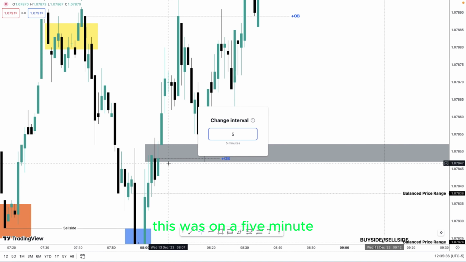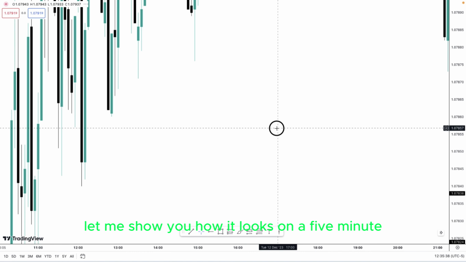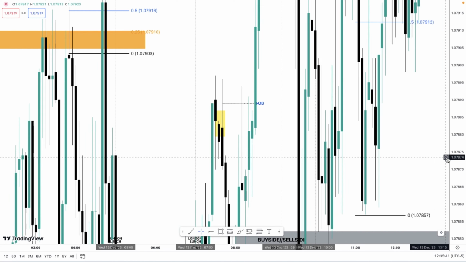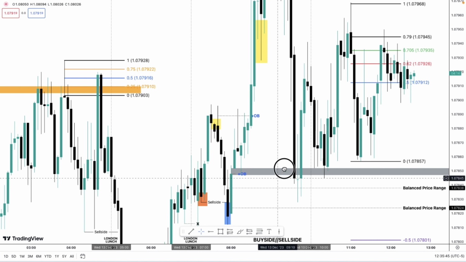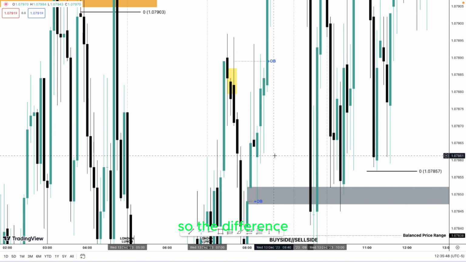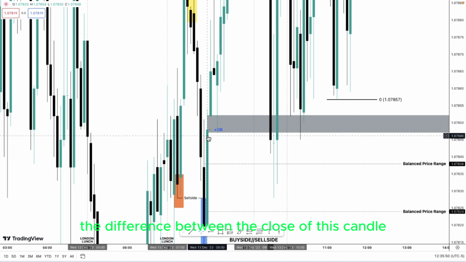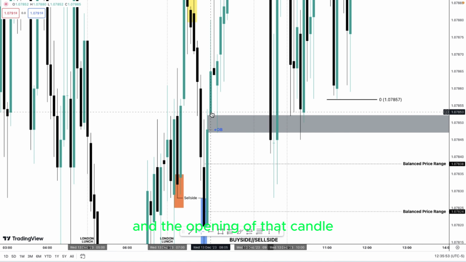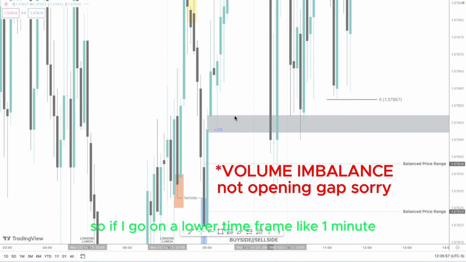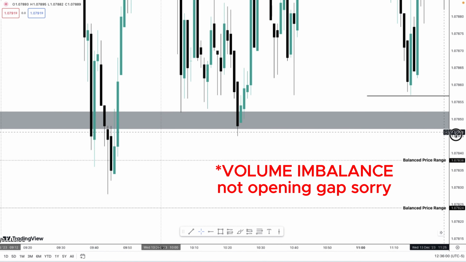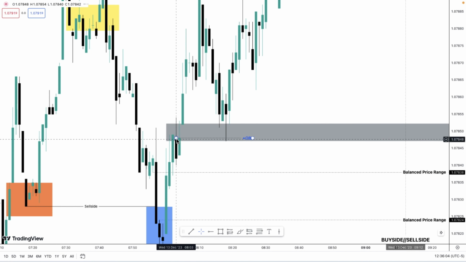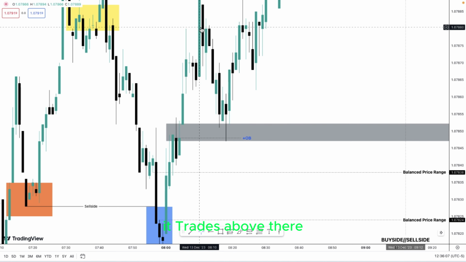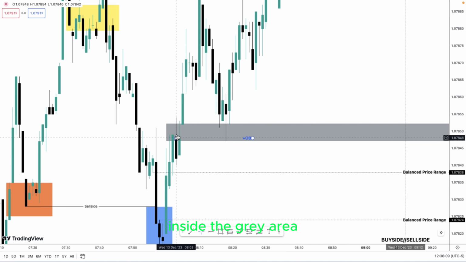This was on a 5 minute. Let me show you how it looks on a 5 minute. The difference between the close of this candle and the opening of that candle, that is called an opening gap. So if I go on a lower time frame, like a 1 minute, still this gray area there. You can see price trades above there and then comes back and finds support inside the gray area.